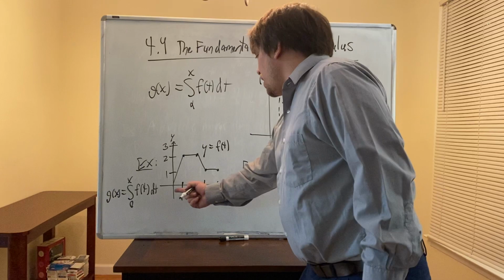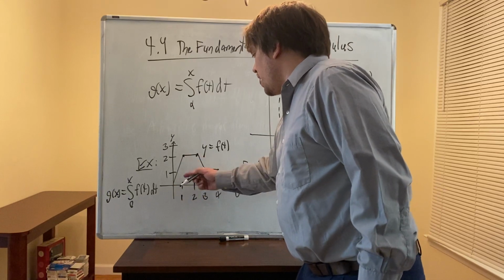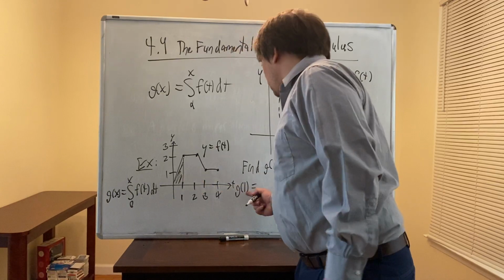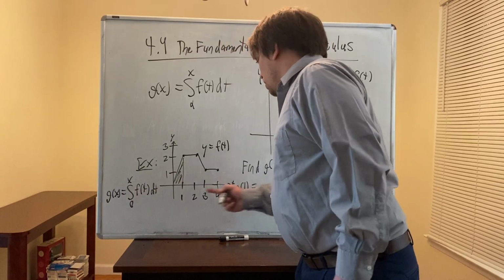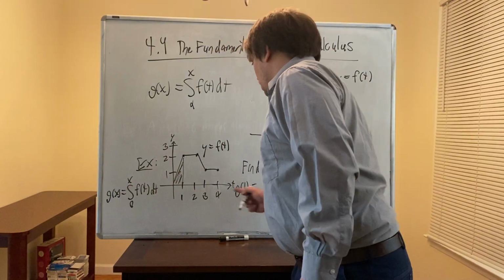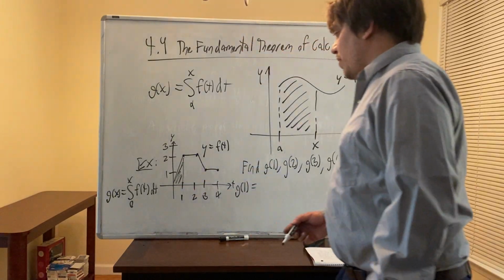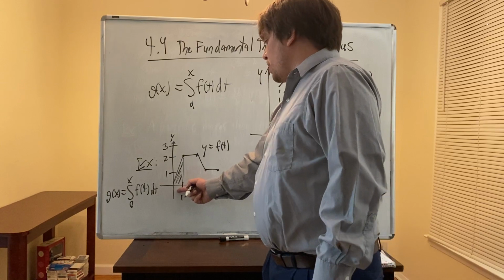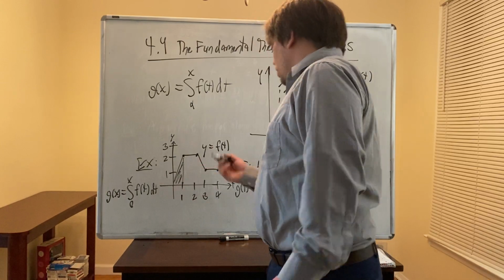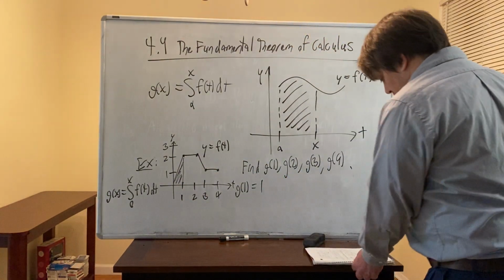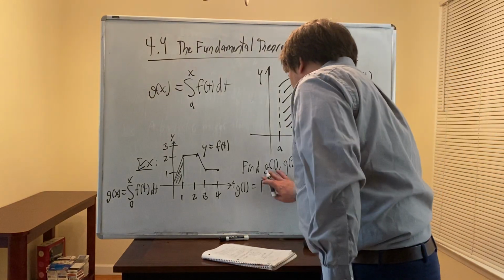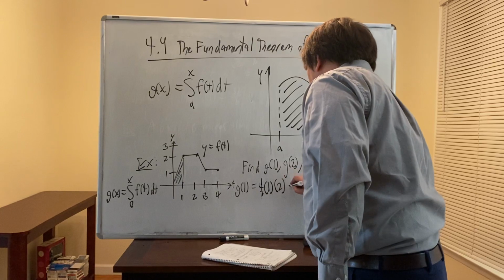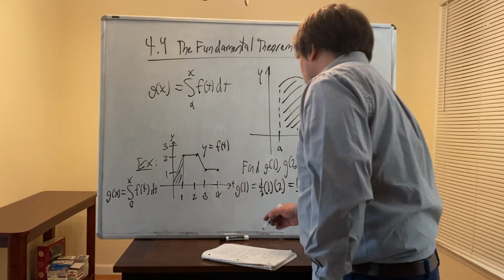So g of 1 is the area from 0 to 1 under this graph. It's the area of that triangle. This is base 1, height 2. So the area is 1/2 times the base 1 times height 2. 1/2 times 2 is 1. That's equal to 1. g of 1 is 1.